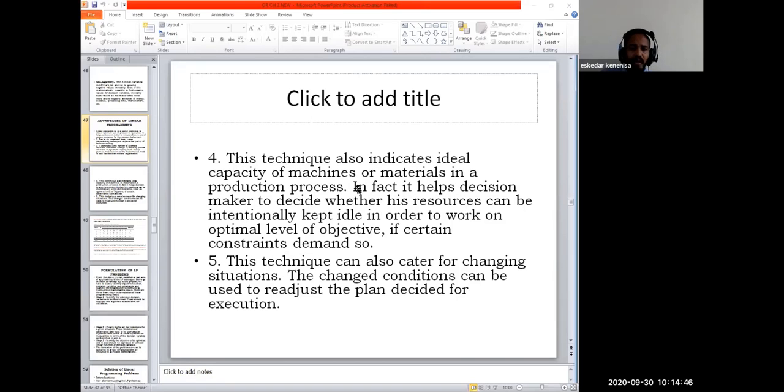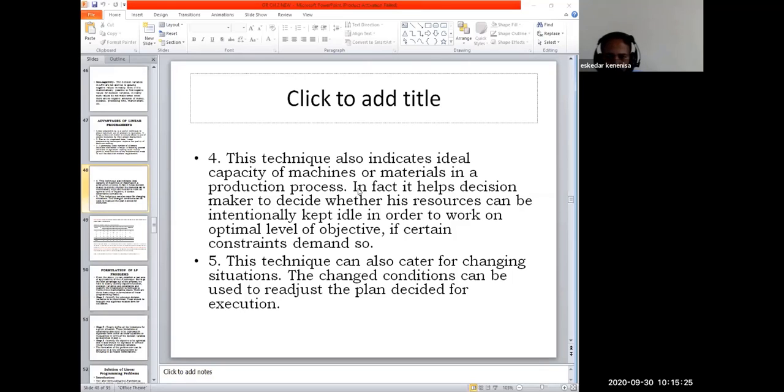This technique especially indicates the capacity of machines or materials. How much capacity, how to maximize it, how to use it at the optimum level with a minimum cost, or materials, especially raw material for the production process. In fact, it helps decision makers to decide.